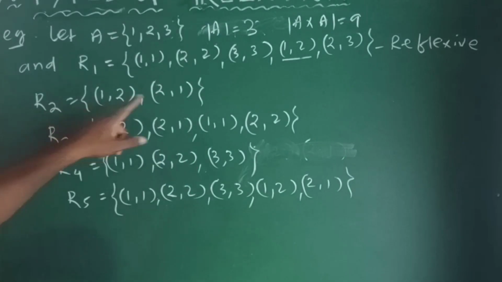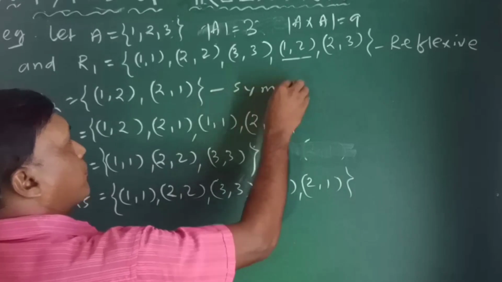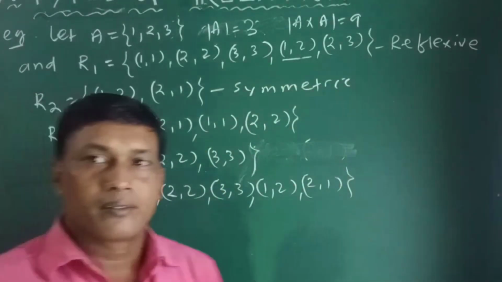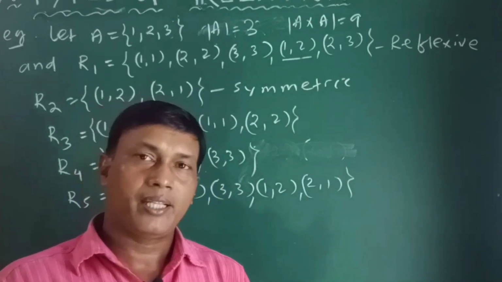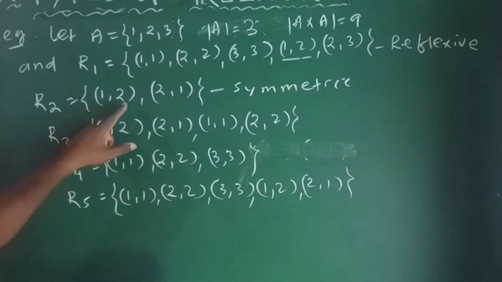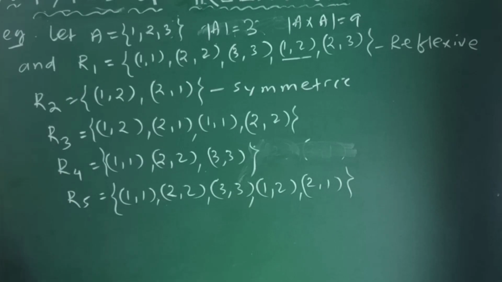R2 is (1,2), (2,1). This is a symmetric relation. Why is this symmetric? In the case of a symmetric relation, if A is related to B, then B must be related to A. So here 1 is related to 2 and 2 is related to 1. And the third relation R3 is (1,2), (2,1), (1,1), (2,2).